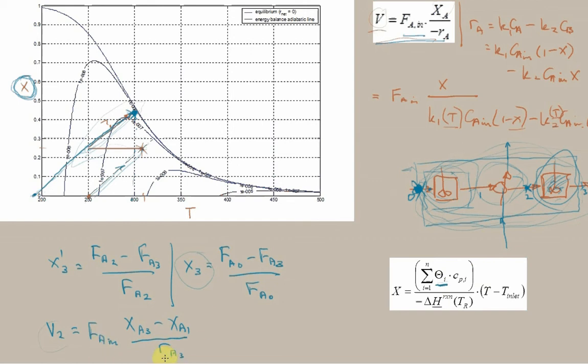So that gives us a way to calculate the volume of that second tank in the series. Right, so that's what we can do for the CSTR. Now, things are a little different when we consider the plug flow reactor. So let's replicate all this in the case of the plug flow reactor.